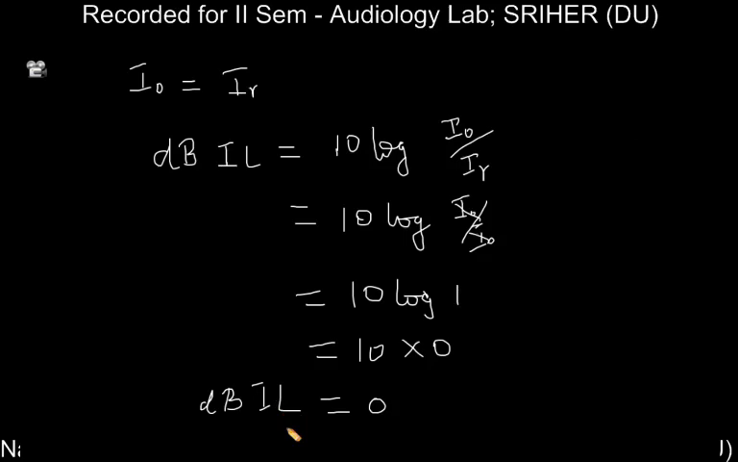So we have seen the examples of how to convert the absolute intensity into decibel scale. If the observed intensity is greater than the reference value, then we will get positive decibel values. If it is equal to the reference, we will get 0 decibels. If it is less than the reference intensity, then we will get negative decibel values.